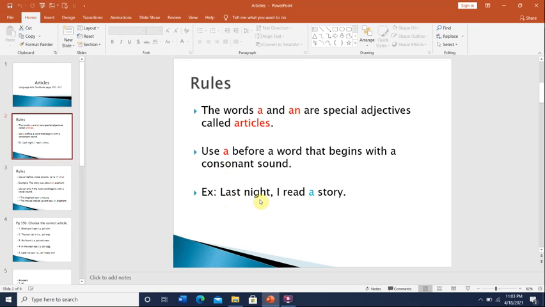Example: last night I read a story. Why did I put a and not an? Because the story, the noun here, begins with an S. S is not a vowel, it's a consonant letter. So we write: last night I read a story.